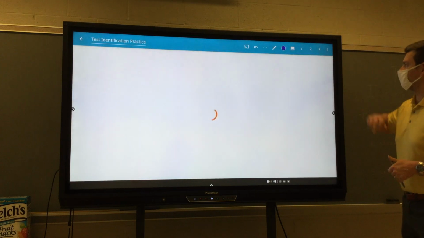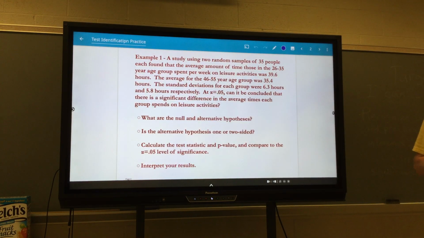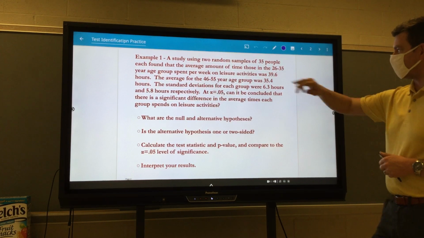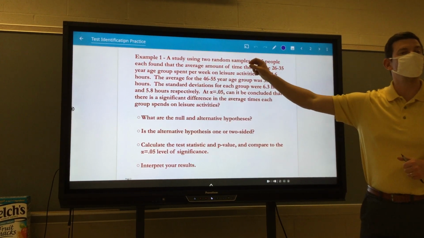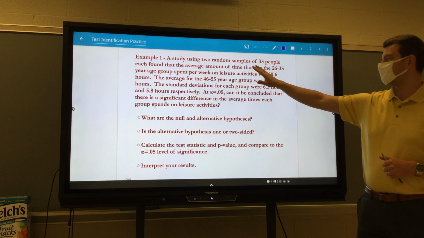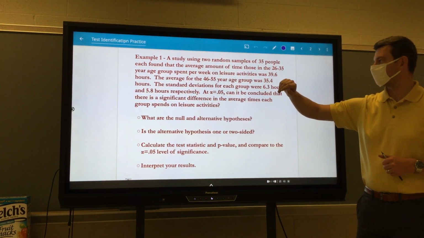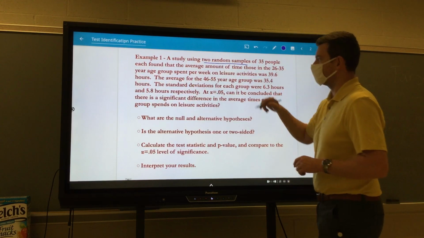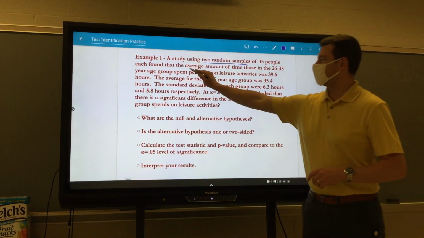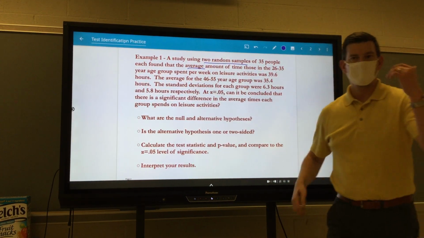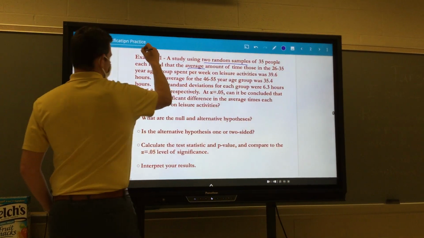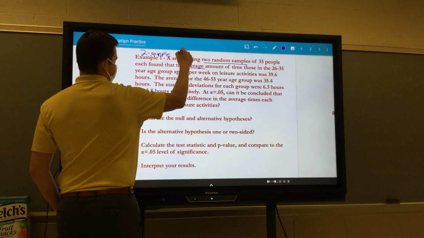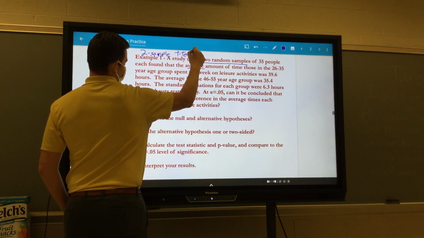Let's maybe try one more of these. This study was looking at, remember, we were able to identify what test, not even through the first sentence here. It said a study using 2 random samples of 35 people each found that the average amount of time, we had said that this was a 2-sample t-test for means.